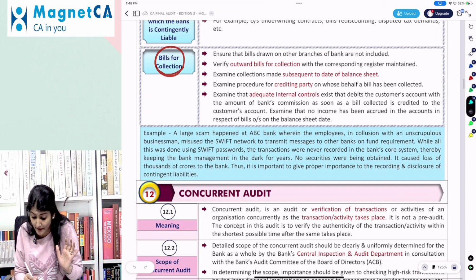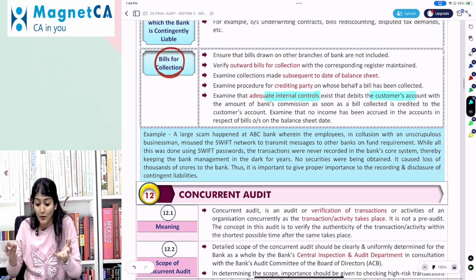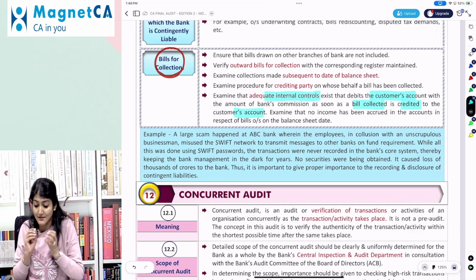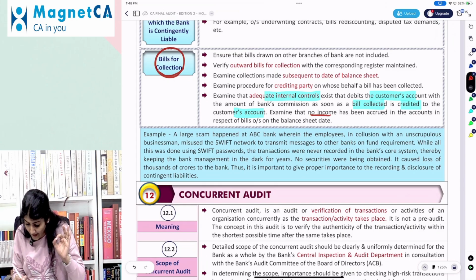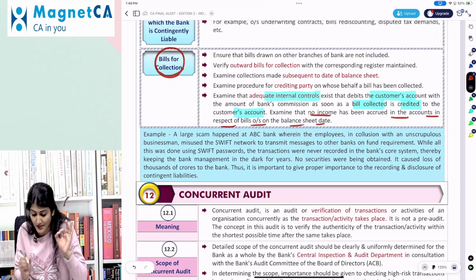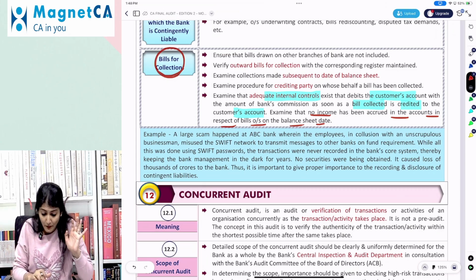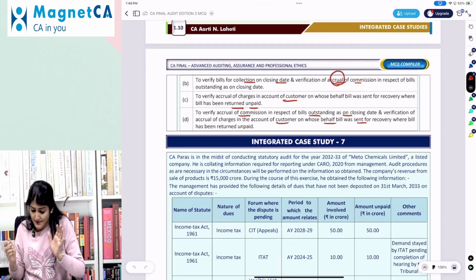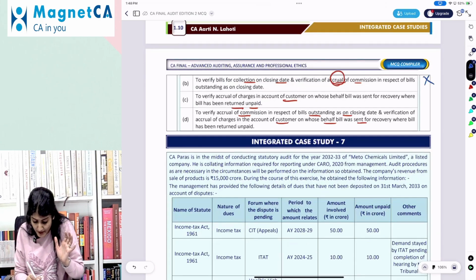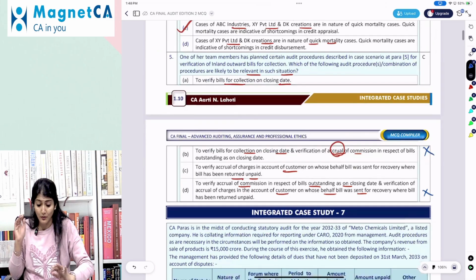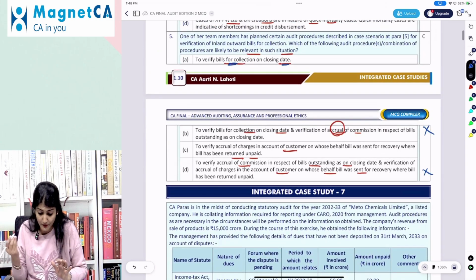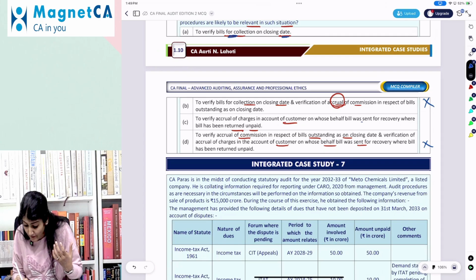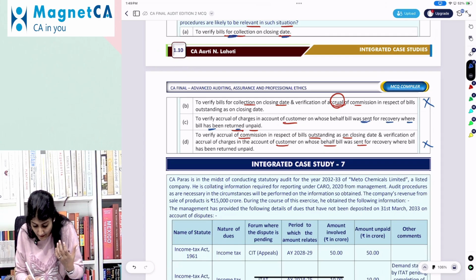Examine that adequate internal controls exist that debit the customer account with the amount of bank's commission as soon as the bill is collected and is credited to the customer's account. No income has been accrued in the accounts in respect of bills which are outstanding on the balance sheet date, right? So there is no question of the income accrual, right? No question of the accrual of the charges, right? So wherever they say accrual of the commission, accrual of the charges, we say no, there should be no accrual. Verify the bills for collection on the closing date. Okay. To verify the accrual of charges on account of the customer on whose behalf the bill was sent for recovery, where the bill has been returned unpaid, right?